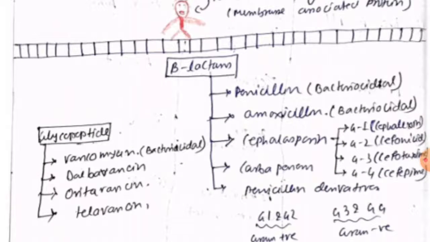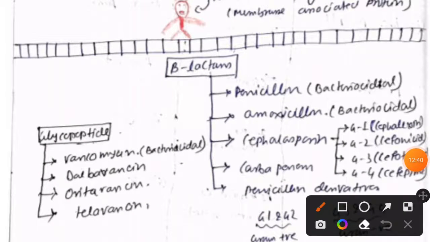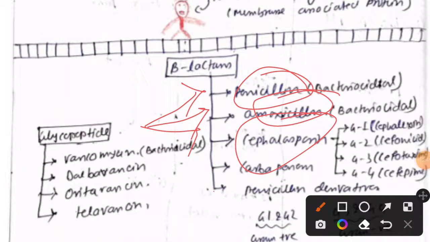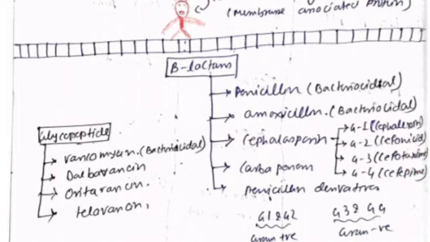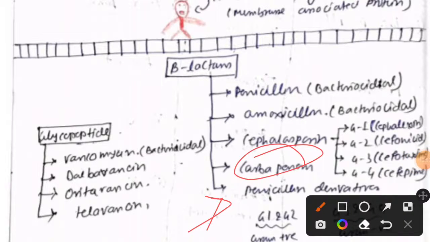So the main important thing to remember here is that generation 1 and generation 2 of cephalosporin are strictly for gram positive bacteria, for example streptococcus and staphylococcus infection. And generation 3 and generation 4 are strictly for gram negative bacteria infection. For example, gram negative Pseudomonas aeruginosa, Klebsiella, bacteria causing meningitis infection, and different types of Enterobacter infection. Okay, so these are the three most important beta lactam antibiotics: penicillin, amoxicillin, and cephalosporin. Along with them, other important antibiotics are also present, for example carbapenem and penicillin derivatives.